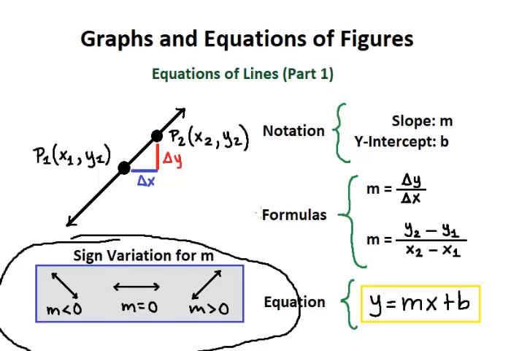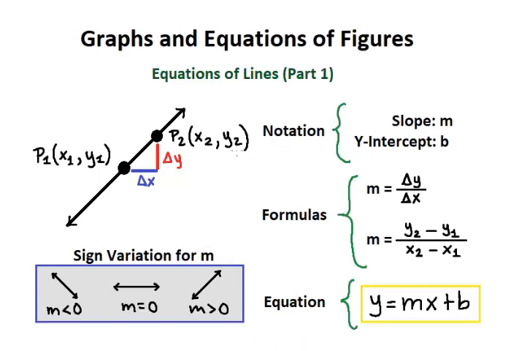The sign variation for m. Since we're going to be analyzing lines, depending on the direction of the line, the sign that the slope or m is going to have changes. If the line goes downwards, then the m will be negative. If the line goes horizontal, then the m will be 0. And if the line goes in an upward diagonal, then the m is going to be positive.